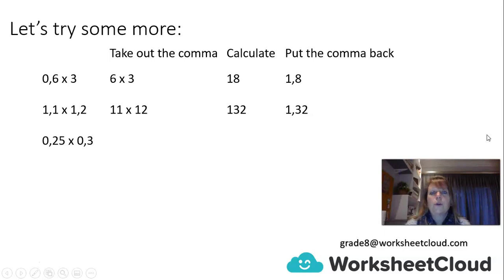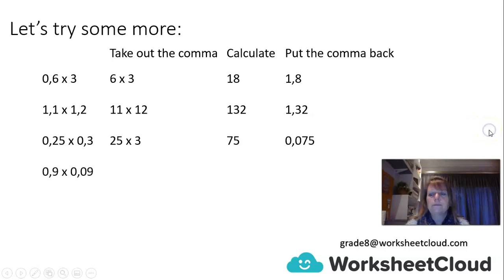Let's look at another one. 0,25 times 0,3. I'm going to end up with 25 times 3. We know what 25 times 3 is. It's 75. Now I've got 3 decimal places in my number sentence altogether, so I need 3 decimal places in my answer. And remember, we always go from right, counting back to left. So we go 1, 2, and I need a placeholder. So it's now 0,075. I've got 1, 2, 3 decimal places here, and 1, 2, 3 decimal places there.